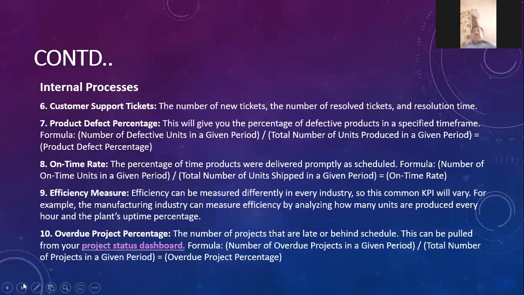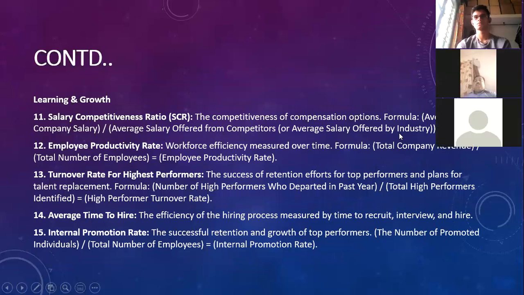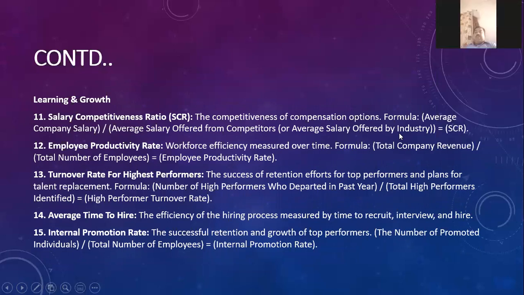Okay. Then if you come to learning and growth, learning and growth means the employees' point of view. The employees' point of view, we're going to observe in this part the salary competitive ratio, that means SCR. The SCR ratio can highlight the competitiveness of compensation options. That means how many employees are there, what is the position, and what is the salary they are drawing. Is it satisfactory for them or not? We can observe.